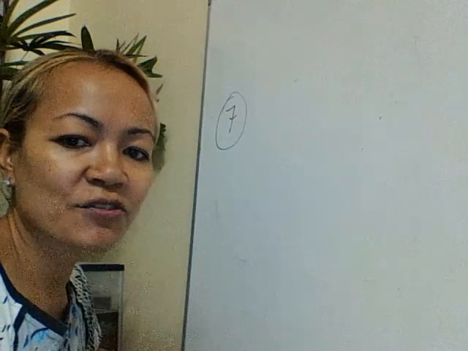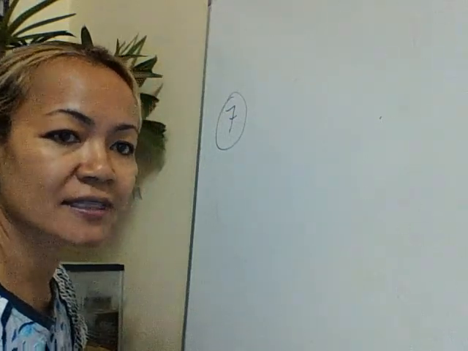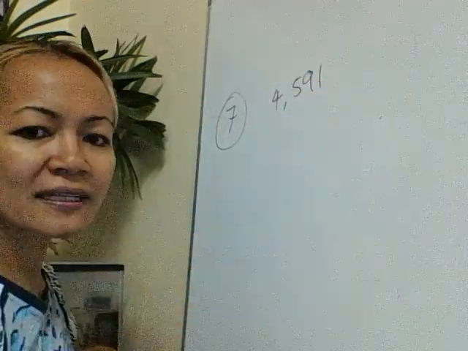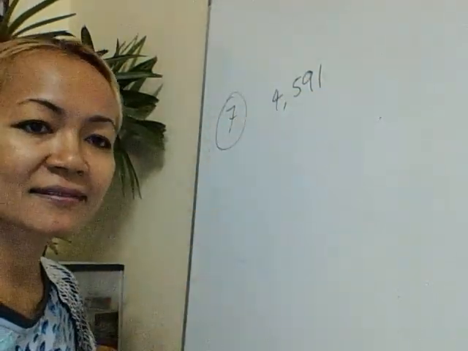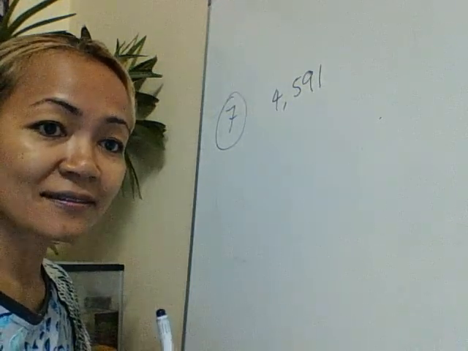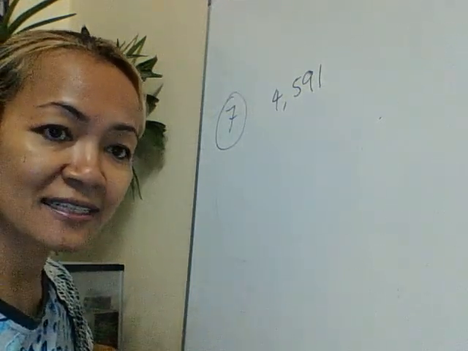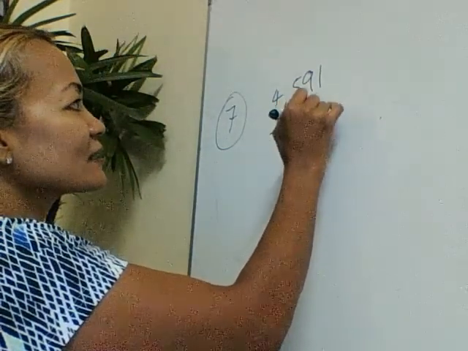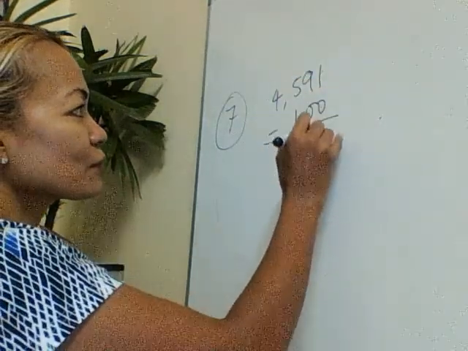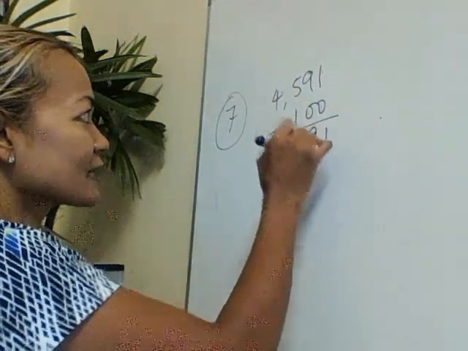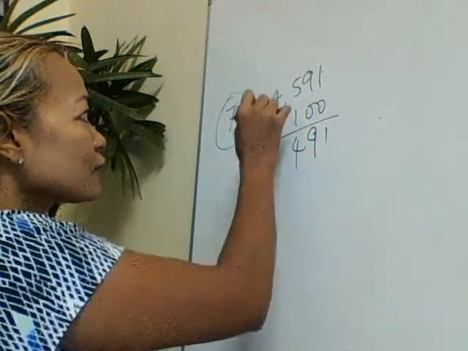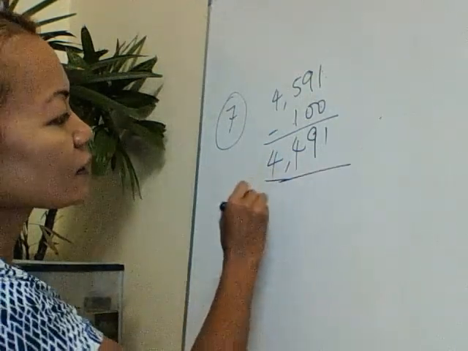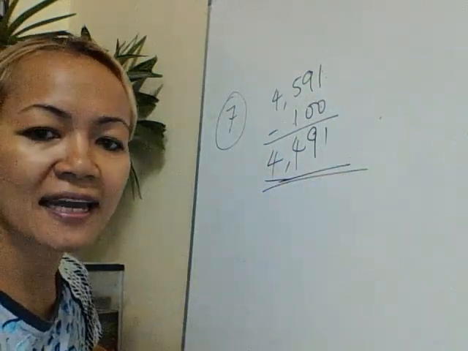What number is 100 less than 4,591? 4,591. What number is 100 less than that? How do we find out? We get the number that's 100 less by subtracting 100. So minus 100. 1 minus 0, 1. 9 minus 0, 9. 5 minus 1, 4. 4 minus 0, 4. So the answer is 4,491.